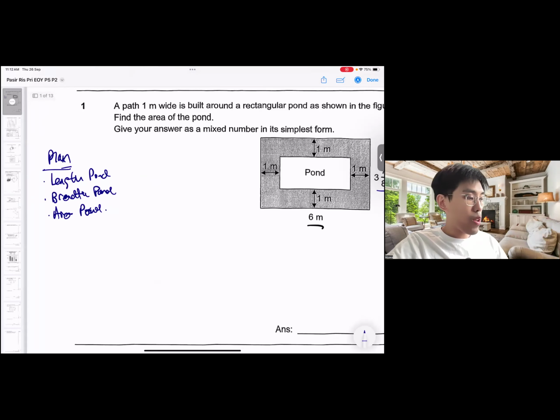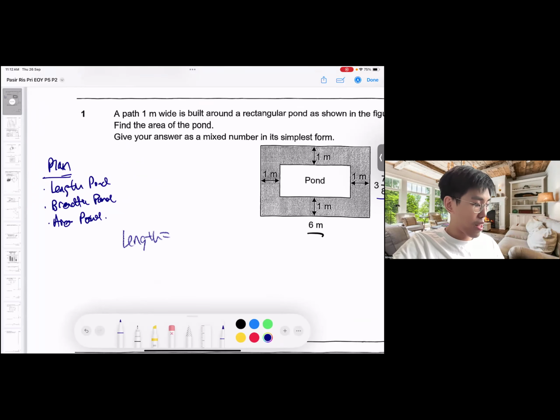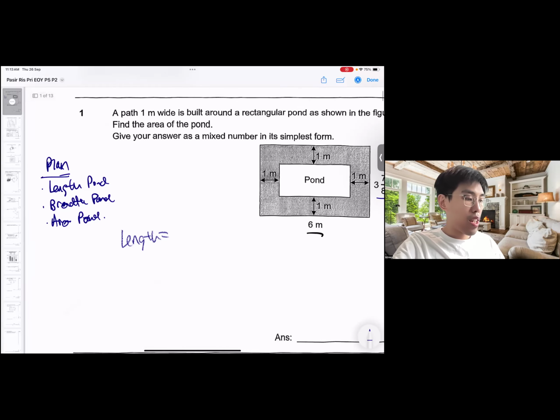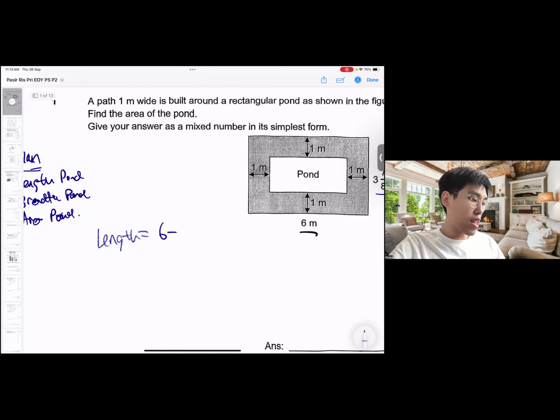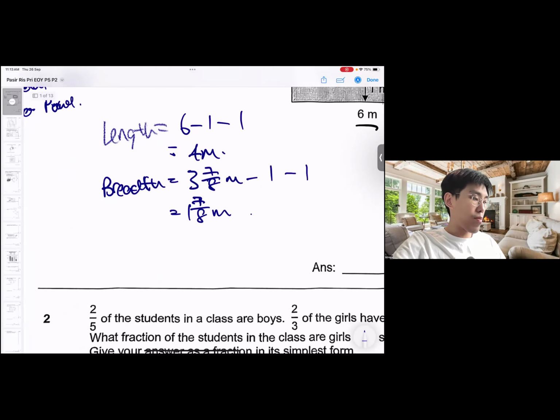So we want to find the length of the pond. As you can see, the length is 6 meters minus 1 on the left, minus 1 on the right, so it's actually 4 meters. The breadth will be 3 and 7 over 8 meters, minus 1 on the top, minus 1 below. So it's actually 1 and 7 over 8 meters. Now is to find the area.